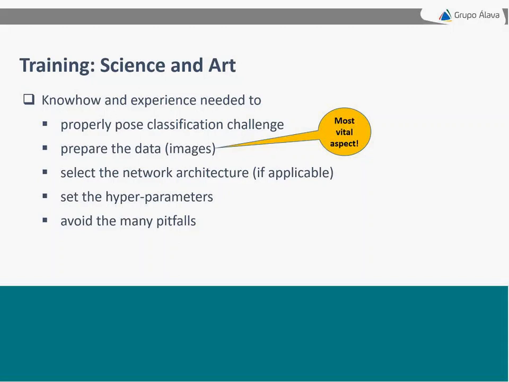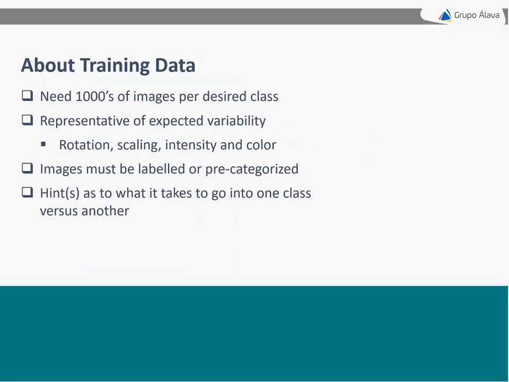Then what we have to do is to set the hyperparameters. For example, select the number of layers, the number of filters of every layer, and finally, to avoid many of the pitfalls. Continuing with the most vital aspect that I mentioned in the slide before, we always need a minimum number of images of each class. The more images that contain more information of every class, the better to train.